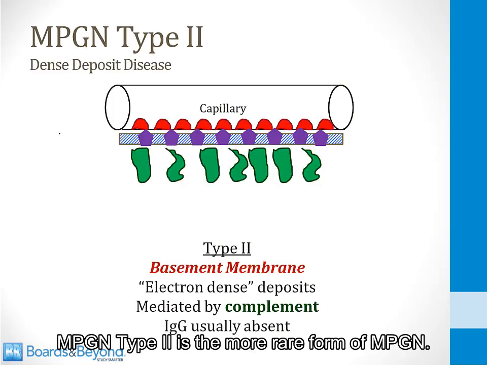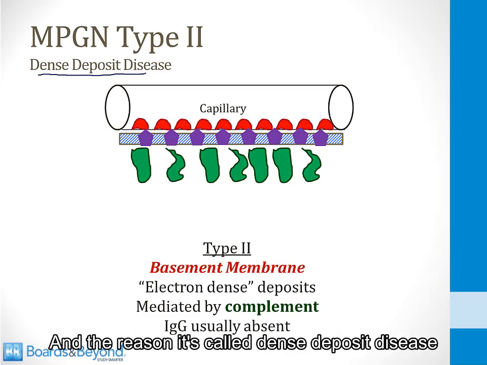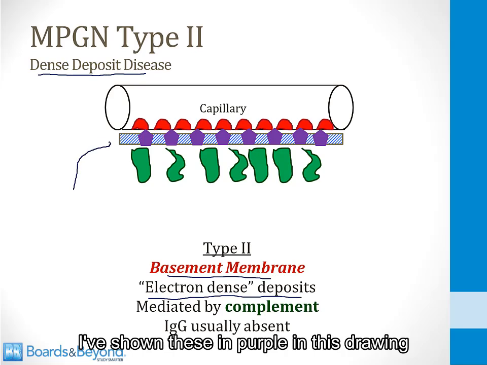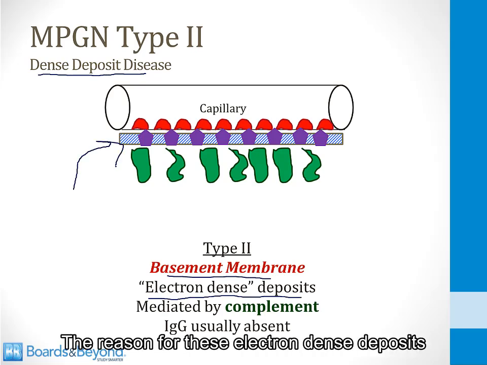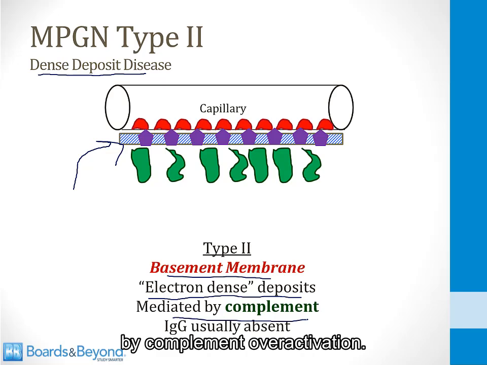MPGN type 2 is the more rare form of MPGN. It's also called dense deposit disease. And the reason it's called dense deposit disease is because electron-dense deposits build up in the basement membrane. I've shown these in purple in this drawing on the slide here. The reason for these electron-dense deposits is not completely understood, but it is believed that they are mediated by complement overactivation.